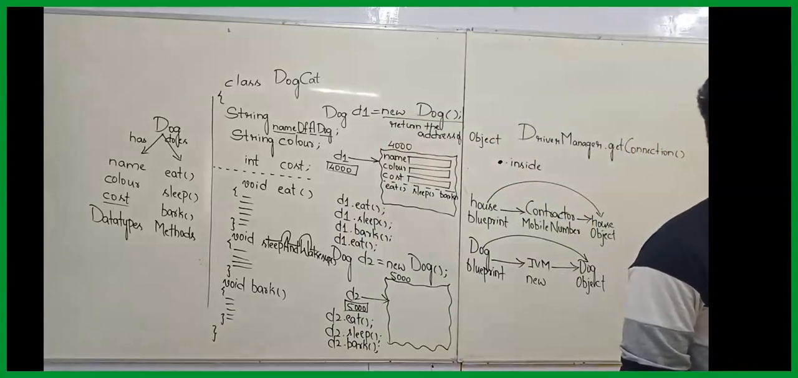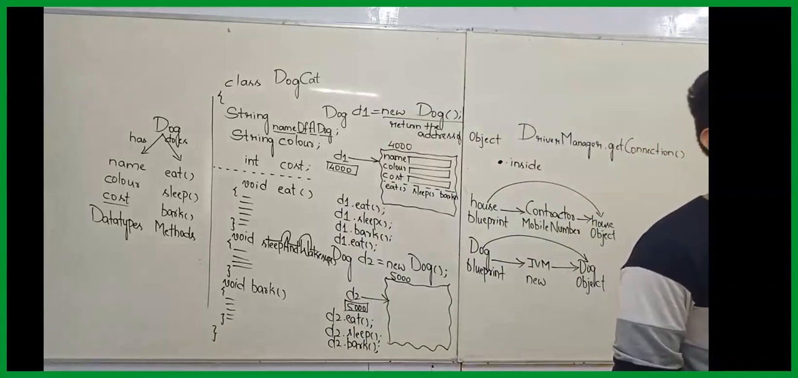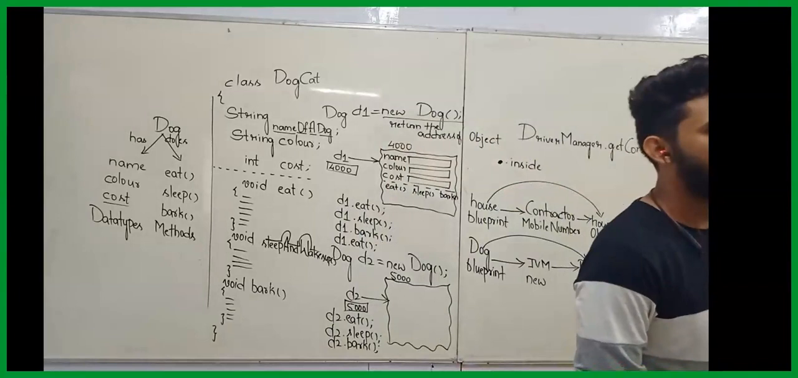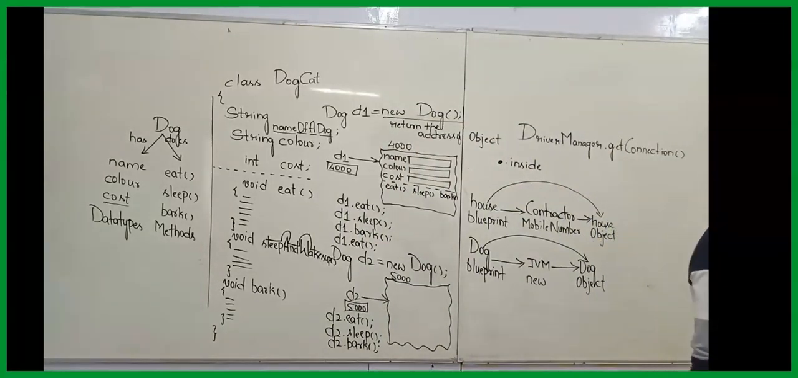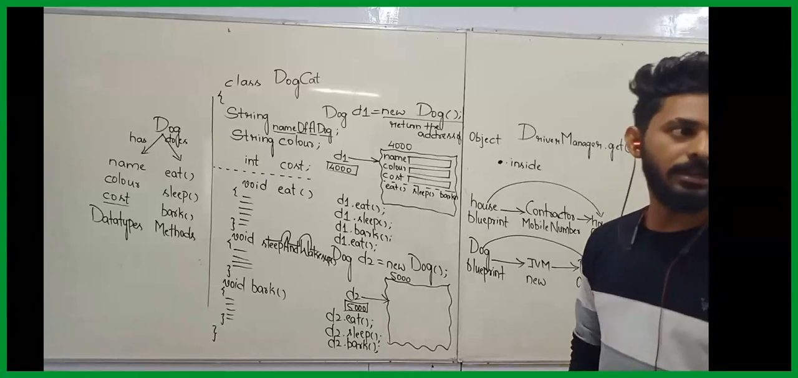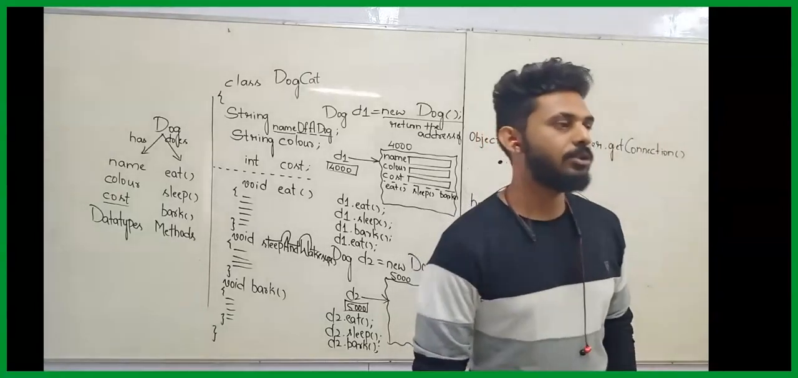We should not call the run method directly. If we call the run method directly, what will happen? It will work similar to the single threaded approach. So what we will do is call the start method. If we are calling the start method, that will internally call the run method. We should not call the run method directly.